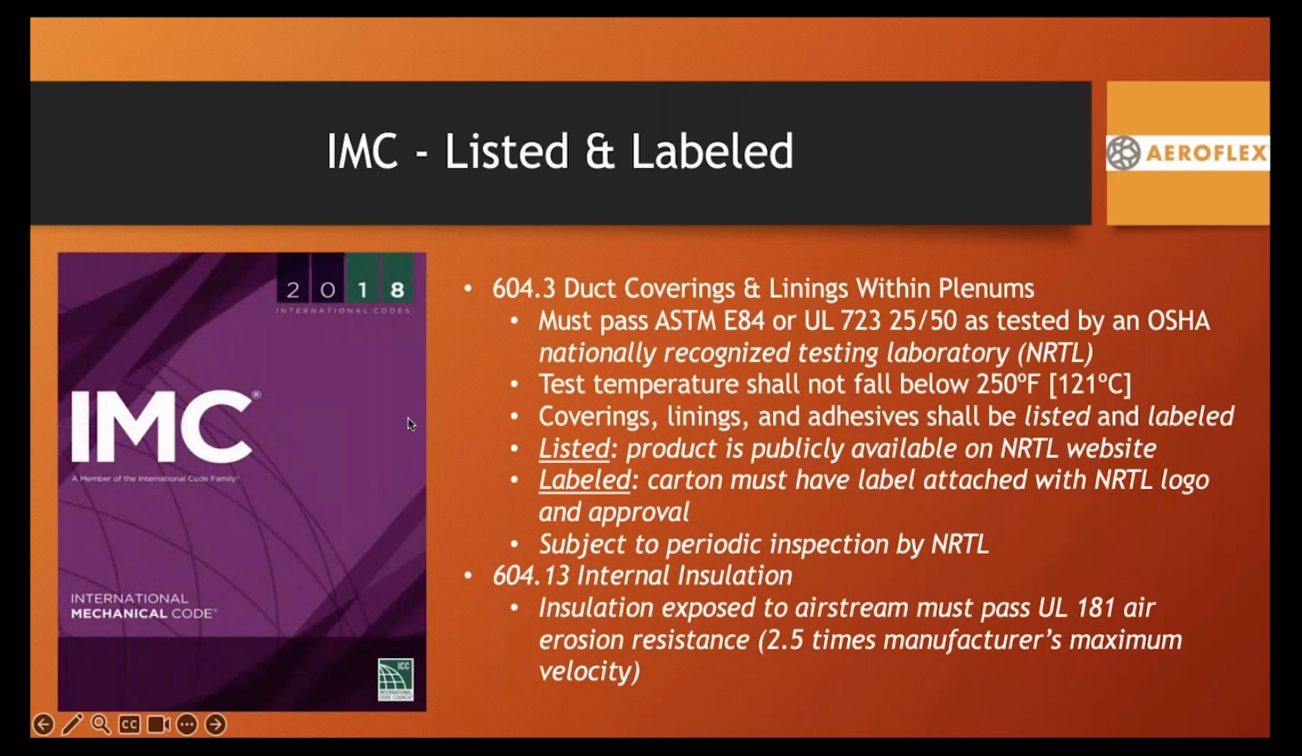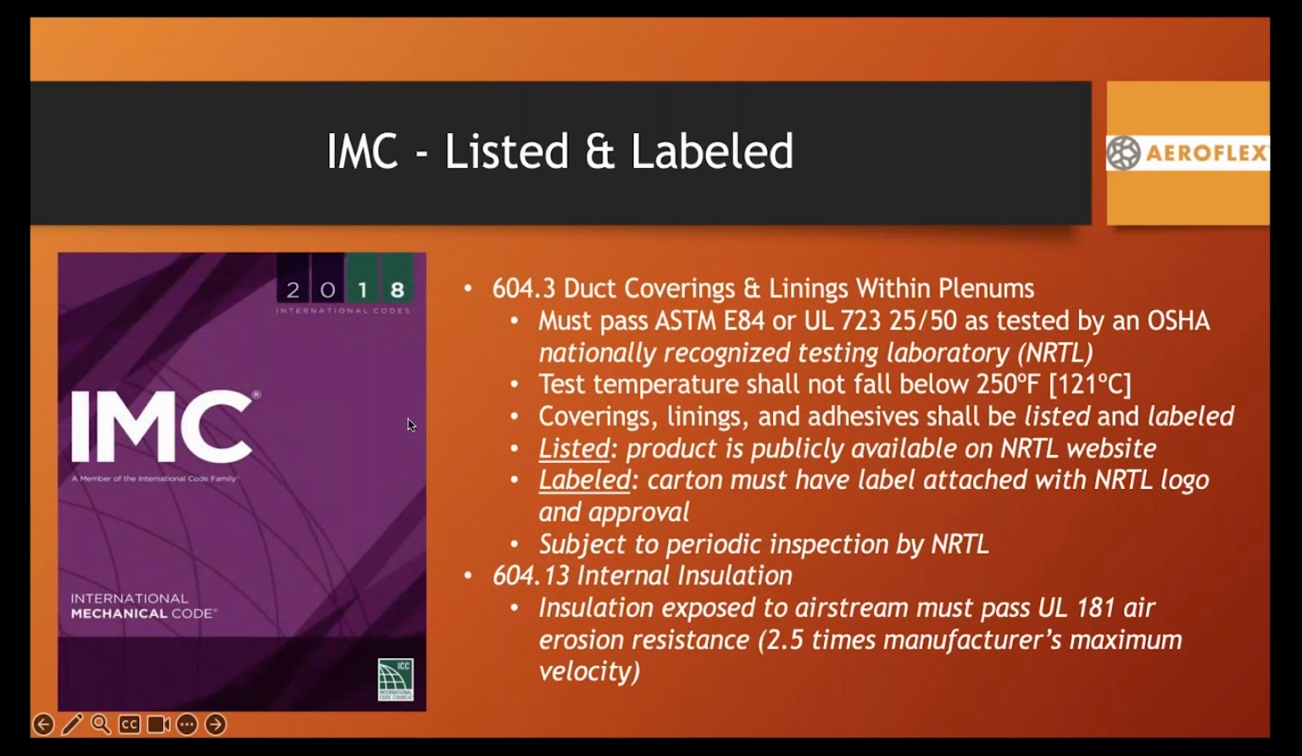Listed simply means that the product is publicly available on the NRTL's website. You'll see an example on an upcoming slide, but if a manufacturer works with an NRTL, anyone can go to their website and access their listings to see if the product that's being considered is actively listed, and you can view and download a certificate. Labeled, on the other hand, means that the product packaging must have the lab's label on it and their approval. And that's what inspectors look for on job sites.